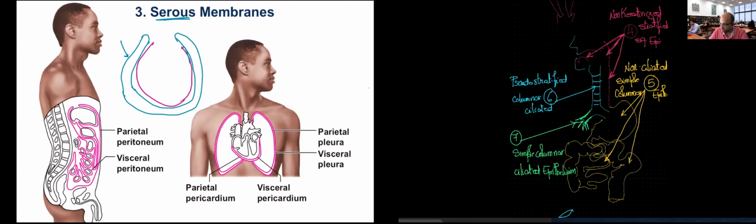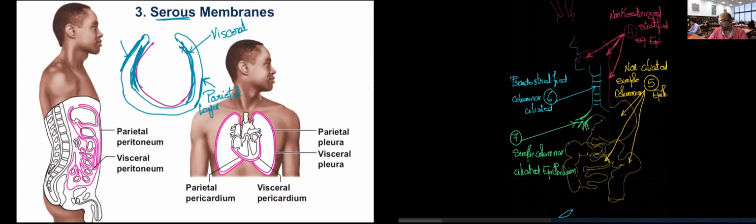So any serous membrane that we have is going to have two layers, a layer covering the organ and a layer lining the cavity. The layer covering the organ is what we call my visceral layer. And the layer lining the cavity is just going to be my parietal layer.